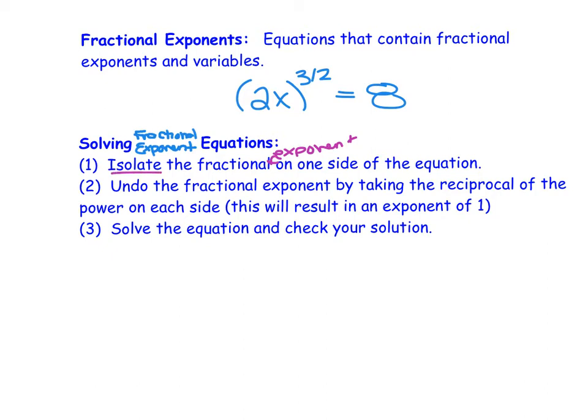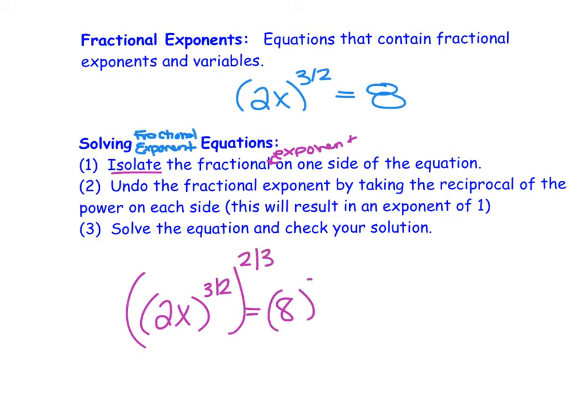Once we isolate it, we're then going to undo the fractional exponent by taking the reciprocal of that as a power. So what I mean by that is if we have something like 2x to the power of 3 over 2, what we're going to do on each side is take the reciprocal of that, and we're going to do to the power of 2 over 3 on each side.